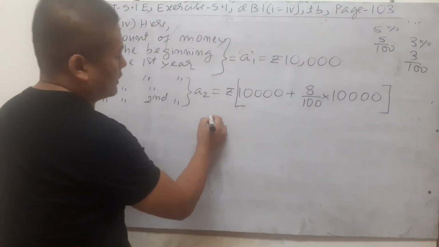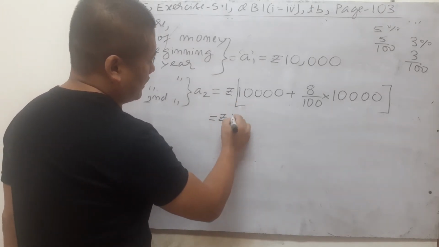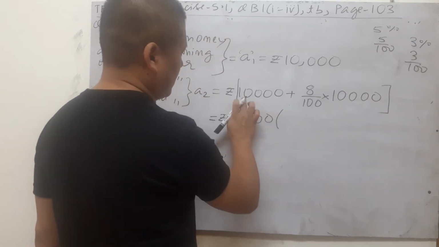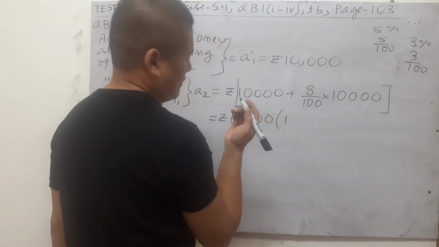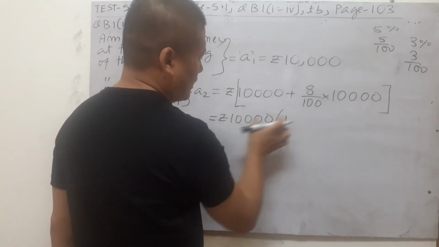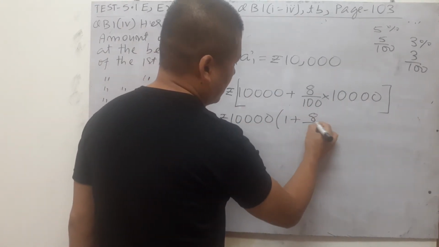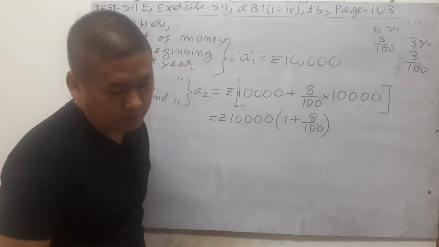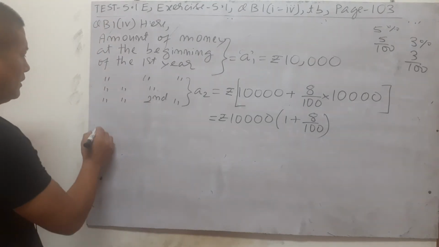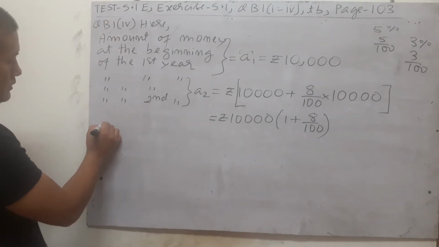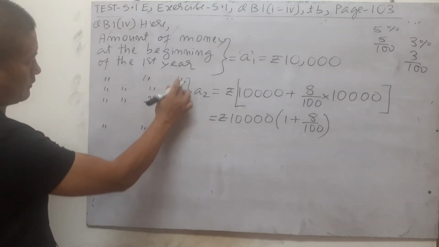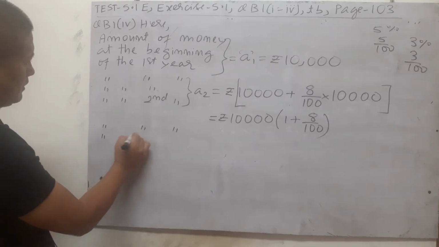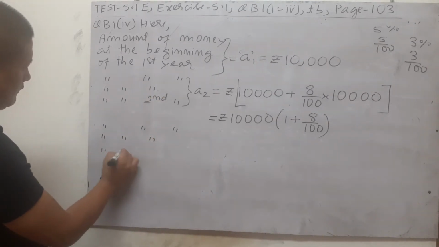So here, if you see clearly, you can take out the common factor, 10,000, here also 10,000. If you take that out, then you're going to get 10,000 into 1, and this has gone out, so this will be plus 8 by 100. This is the first amount, right? So A2, then A3.